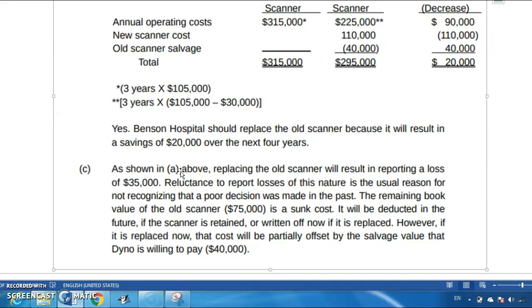loss on sale. We get a loss on sale of $35,000. So because the hospital might not want to record a loss in their income statement, they might be reluctant to replace the scanner, even though it's going to be a saving for them. If they don't think critically, they might not agree to replace the scanner because of the first decision above. Thank you.